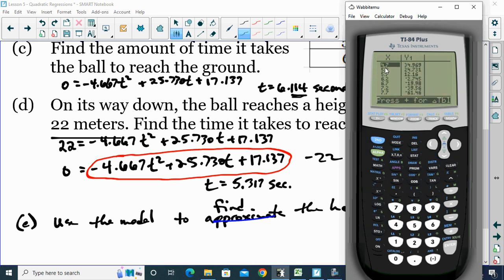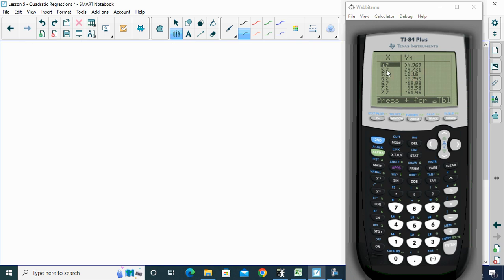Second graph, we'll pull up my table. At x equals 4.7, notice my y is 34.969 meters. If it only gives you 2 decimals, like here it only gives you 2, but you need more than that, you can scroll down to where you want it, highlight that, and notice down here it gives you the big long decimal.